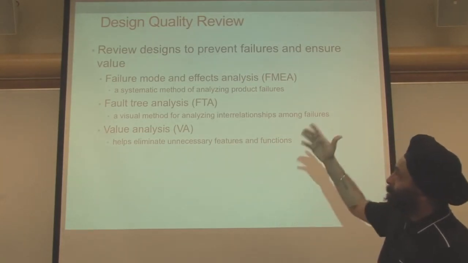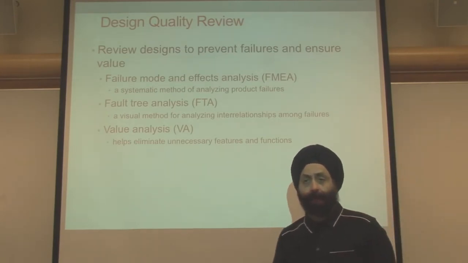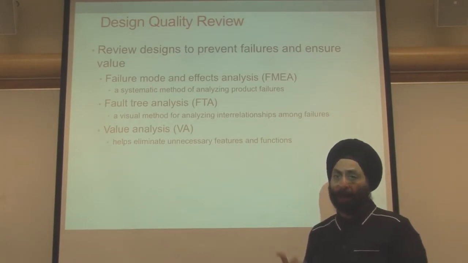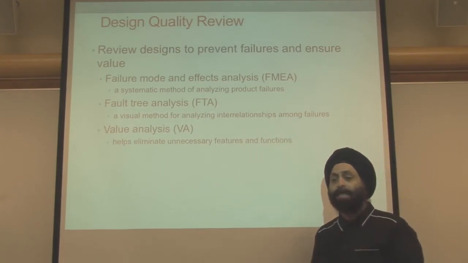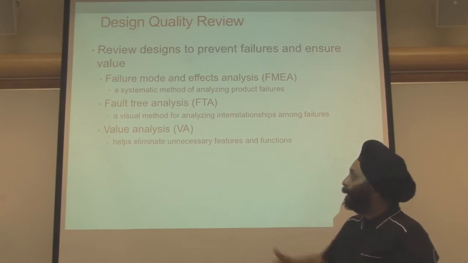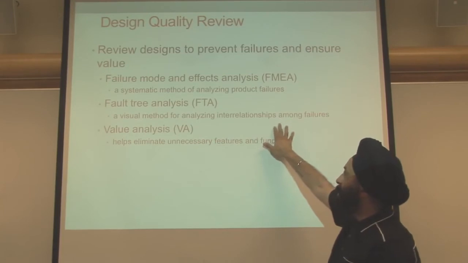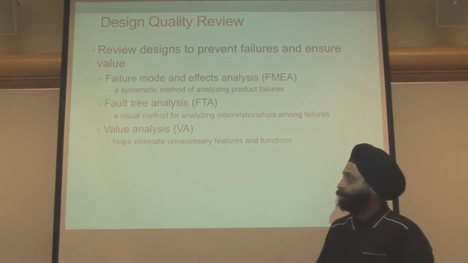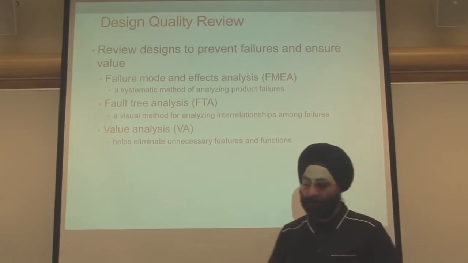origins, but now it's a mainstay even in the operations management area in companies, where they have to analyze product failures: why a failure occurred and what can be done to prevent it in the future. Then you can also use fault tree analysis, a visual method for analyzing the interrelationships among failures, and also value analysis, which helps eliminate unnecessary features and functions.